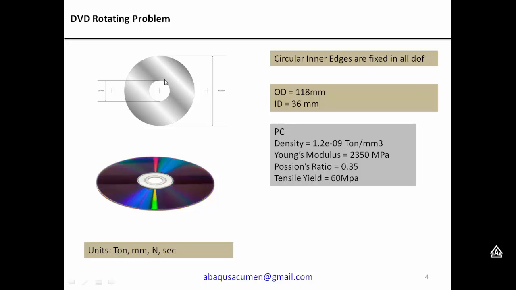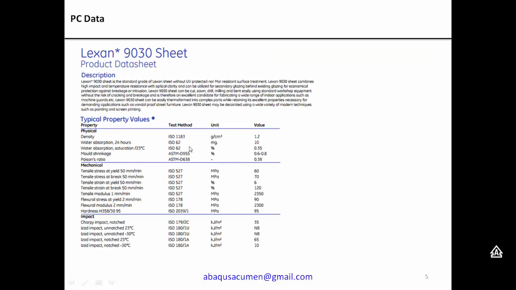The circular center inner edge we are going to constrain at the center, in all DOF. The OD is 118 millimeter, the ID is 36 millimeter, and for typical polycarbonate, I have put in one data sheet. This is a data sheet from GE Plastics, formerly GE Plastics, now SABIC.